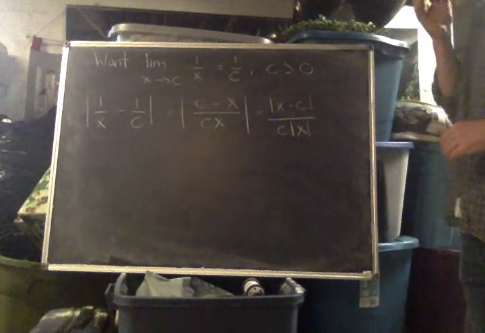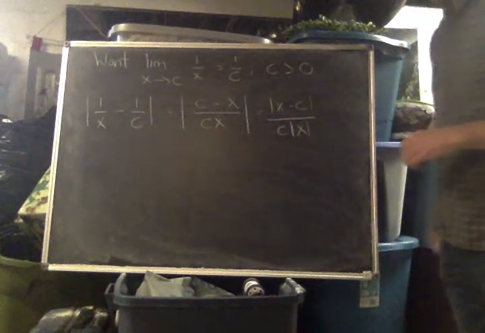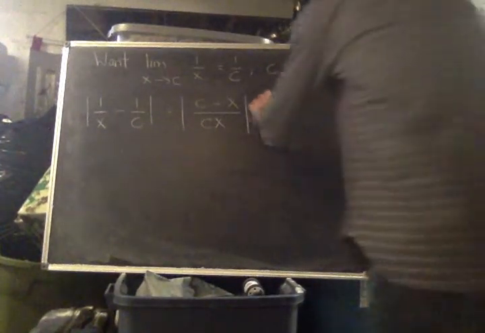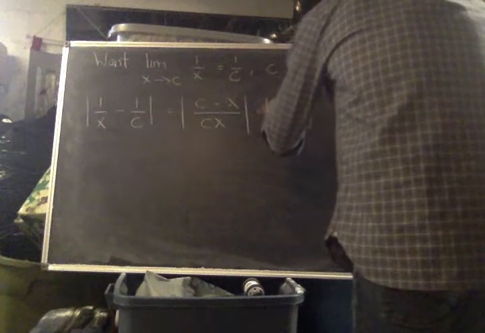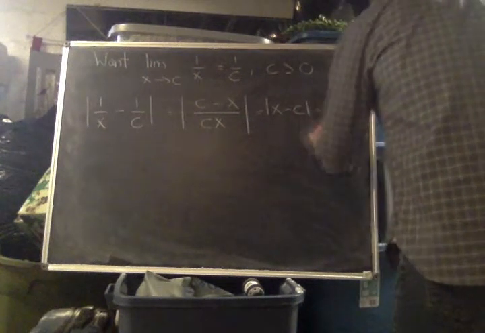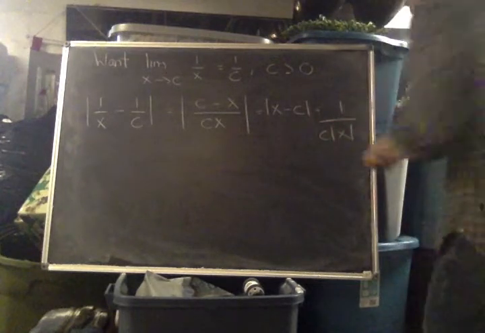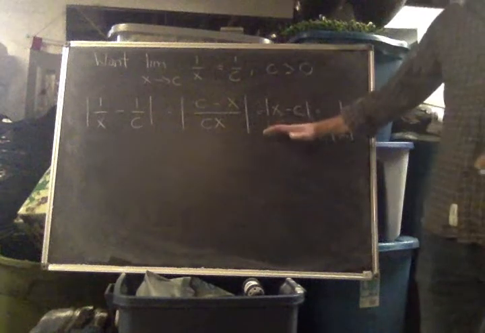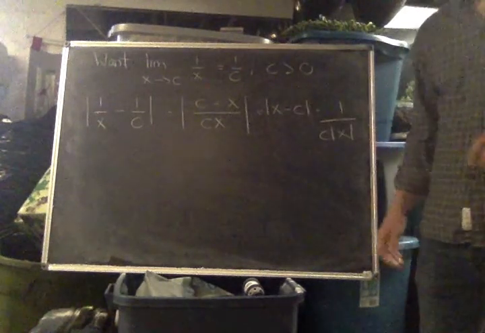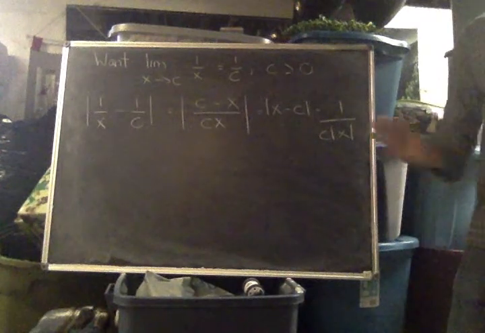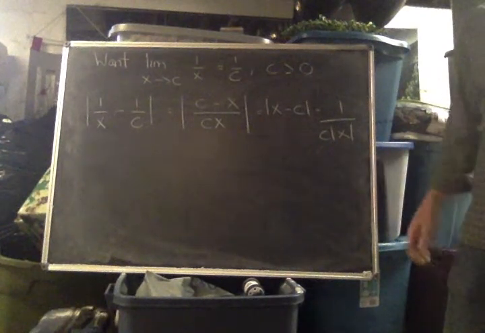Okay? Or maybe, you know what, let me rewrite this as, it's the same thing, I just want to separate those two pieces. Okay? So here then is the thing we can control, right? The absolute value of x minus c. We can declare that that's less than delta, where it's totally up to us what delta is.